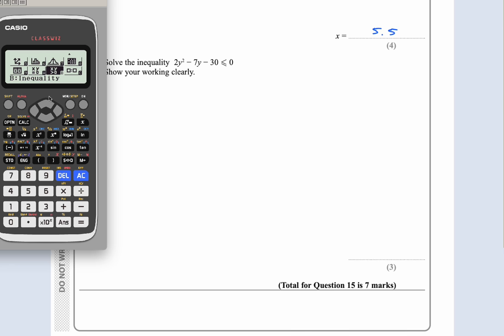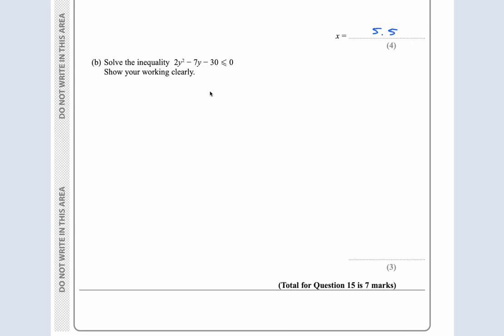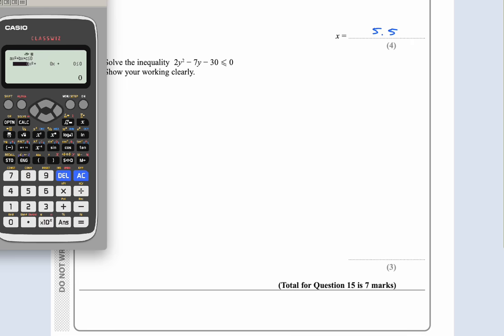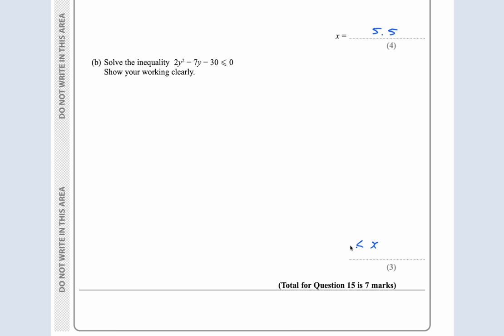Now, be aware if we do this. So sorry, let me do that again. I do menu. I go to inequality here, which is B. Then I do degree 2 because it's a quadratic, and I'm going to do less than or equal to 0, which is the fourth one here. Then I put in 2, minus 7, minus 30. Press enter, and I get the answer. So x is bigger or equal to minus 5 over 2, and less than or equal to 6.